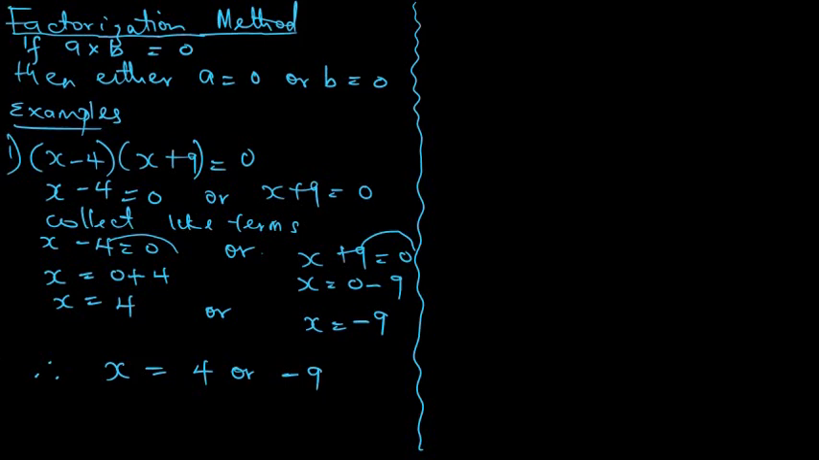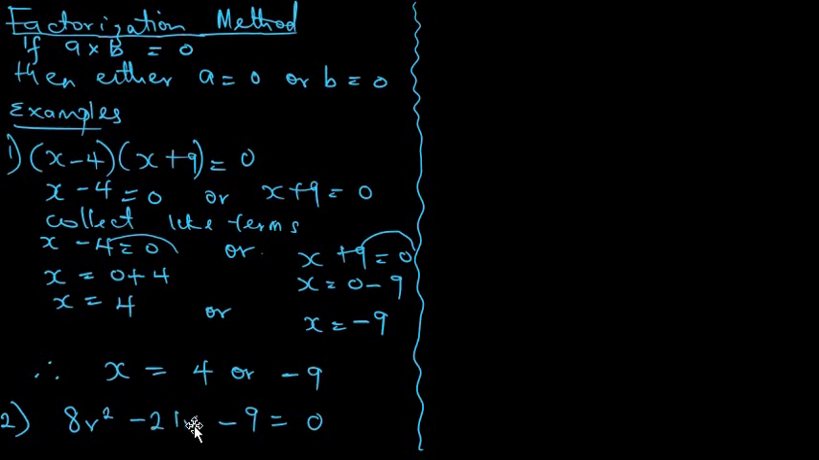So let's have our second example. We'll have 8v squared minus 21v minus 9 equals 0. So this example is quite different from the first example. The first example is already factored out for us, but this one we are going to look for the factors, then factor it out ourselves.